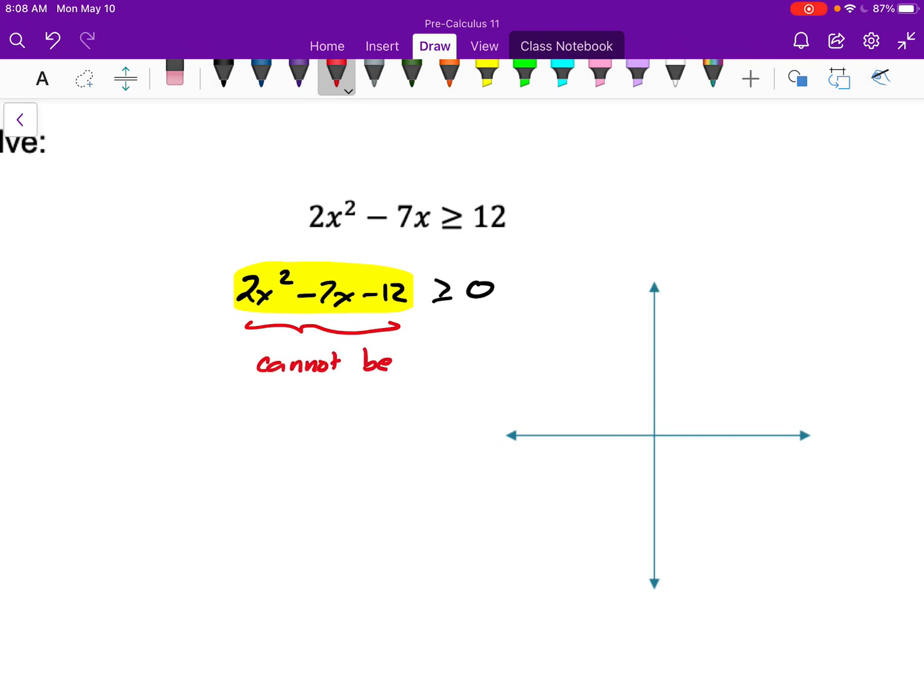So what does that mean? That doesn't mean there's no solutions. It means it can't be factored. It means my solutions aren't rational numbers. But I can use completing the square, or I can use the quadratic formula.